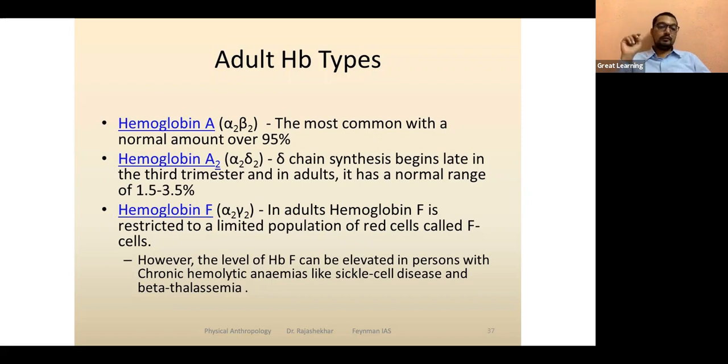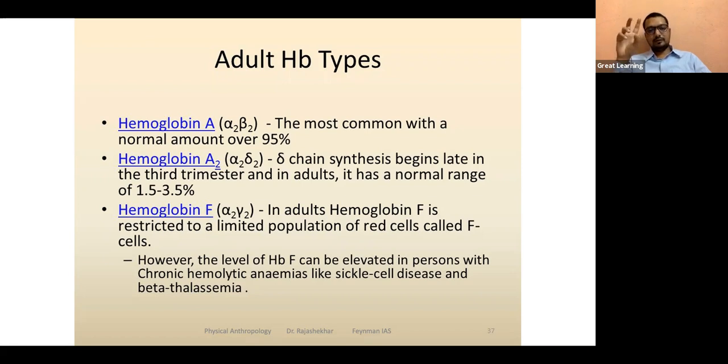The third one is in the fetus. In the fetus, fetal hemoglobin is called hemoglobin F, HbF. The fourth category is called hemoglobin E or epsilon. It is not given here. Hemoglobin epsilon. E refers to embryo.